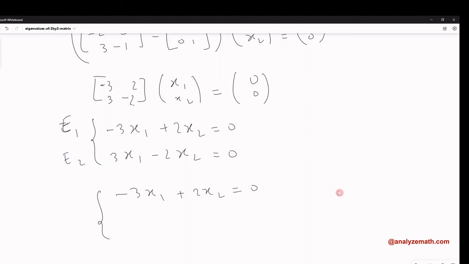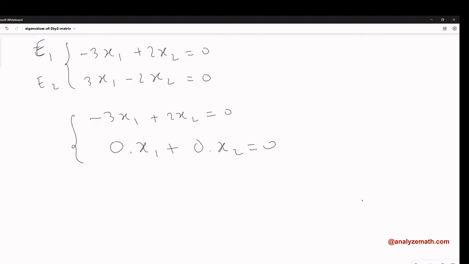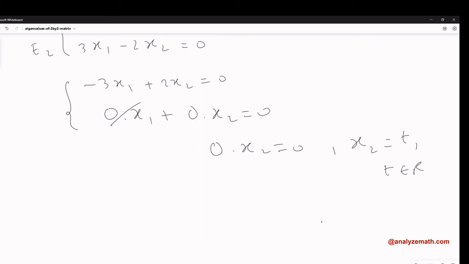And now we add this equation to this equation, side by side. So 0 x1, minus 3 plus 3, 0, 2 minus 2, 0, 0 x2 equals 0. Again, 0 x2 equal to 0, and x2 can be any real number. You put any real number here, you multiply by 0, it gives you 0. And then we go here. So x2 equal to t.